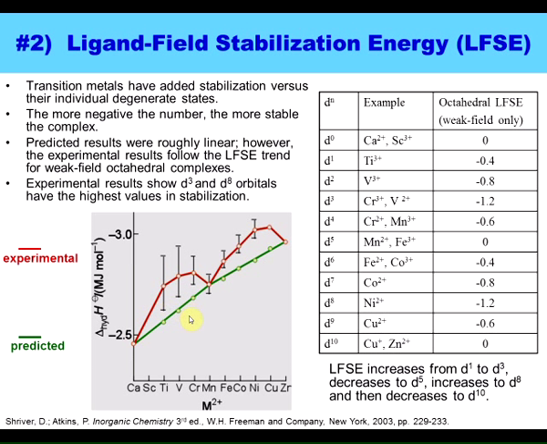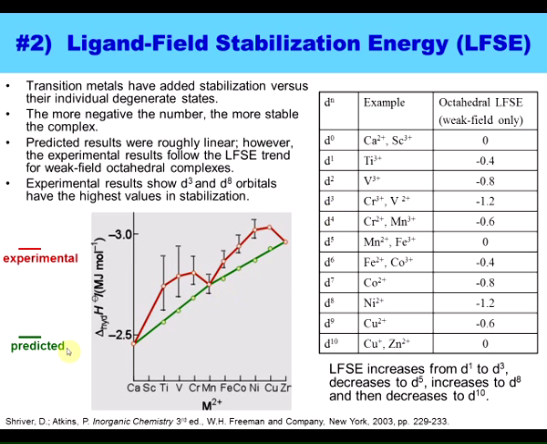Now notice that calcium 2+ is going to be a d0, so you have no d electrons. And if you don't have any d electrons, the experimental and the predicted value match up very well. But if we start looking at, let's go to the vanadium 2+. The vanadium 2+, that's a d3, so you've got 3 electrons in the d orbitals.